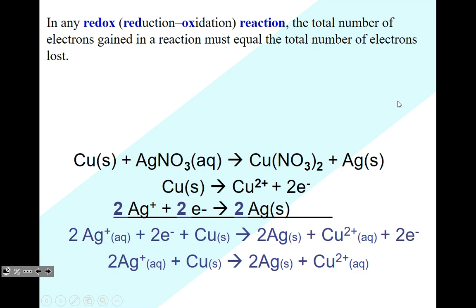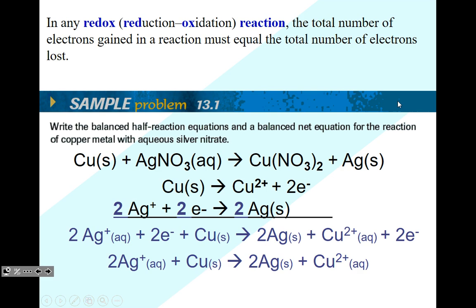And we're almost done with this part, kiddos. In any redox reaction, which is a reduction and oxidation reaction, the total number of electrons gained in a reaction must equal the total number of electrons lost. So the electrons gained must equal electrons lost. So here's an example. We're going to write balanced half reactions for copper metal with aqueous silver nitrate.